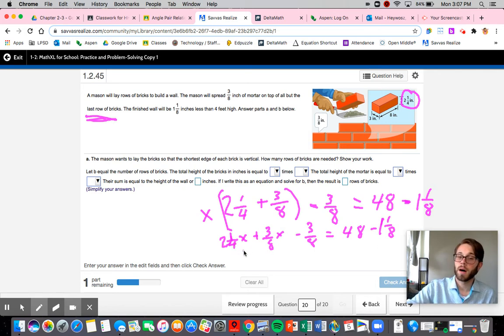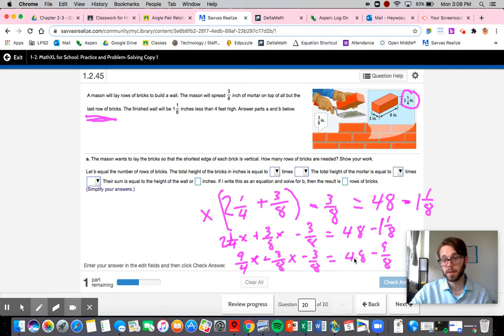Now I'm going to take all these mixed numbers and turn them into improper fractions. So if I had 2 1/4, that would be the same thing as 9/4. Sorry, I just made a quick little mistake in my head. Plus 3/8 times x minus 3/8. And then the 48, and 1 1/8 would be 9/8.